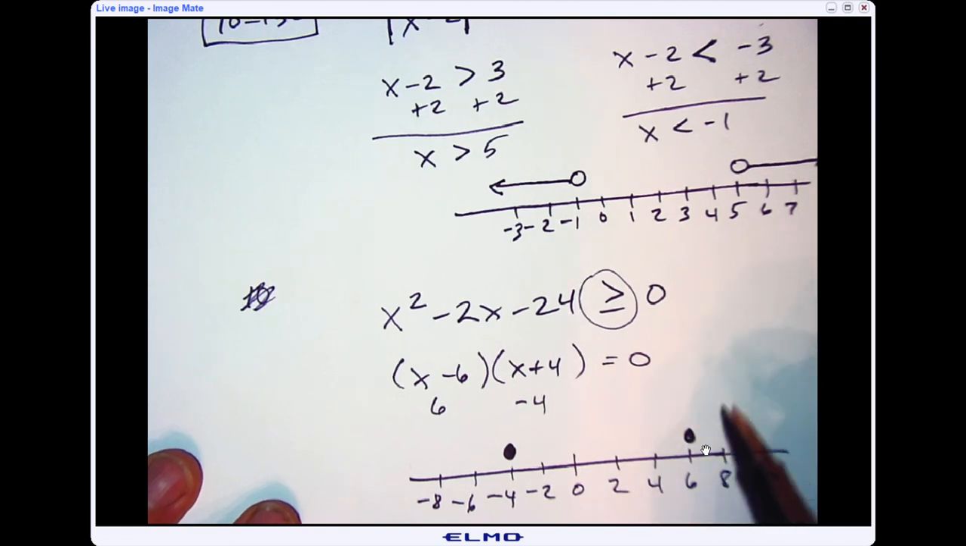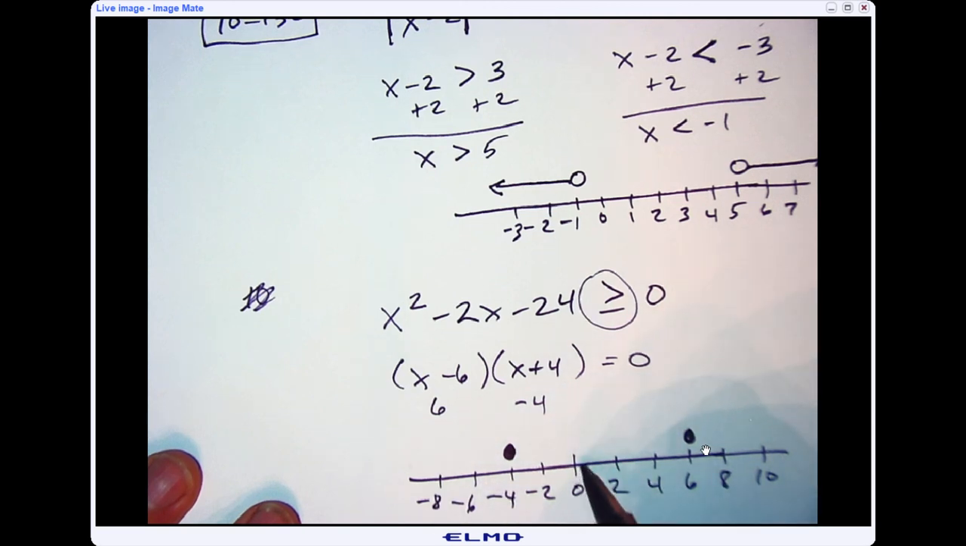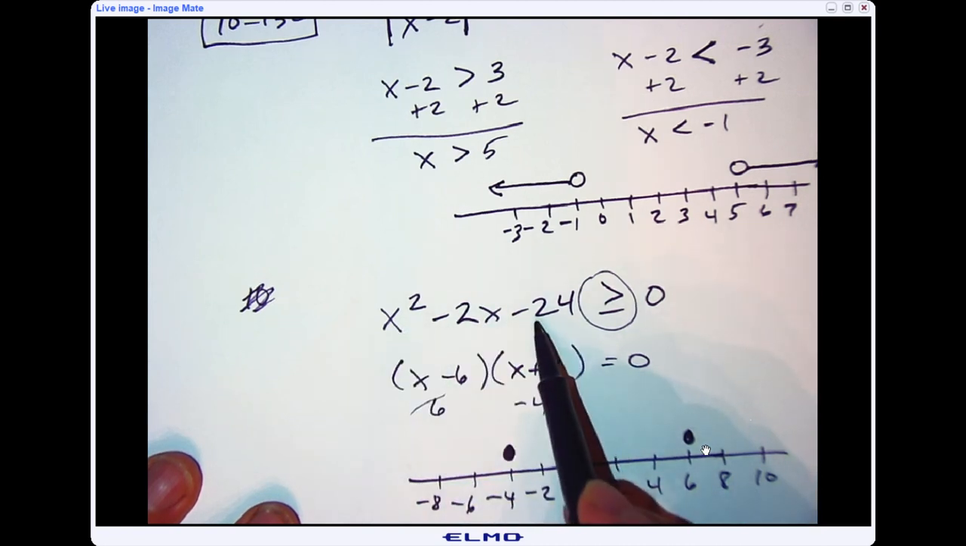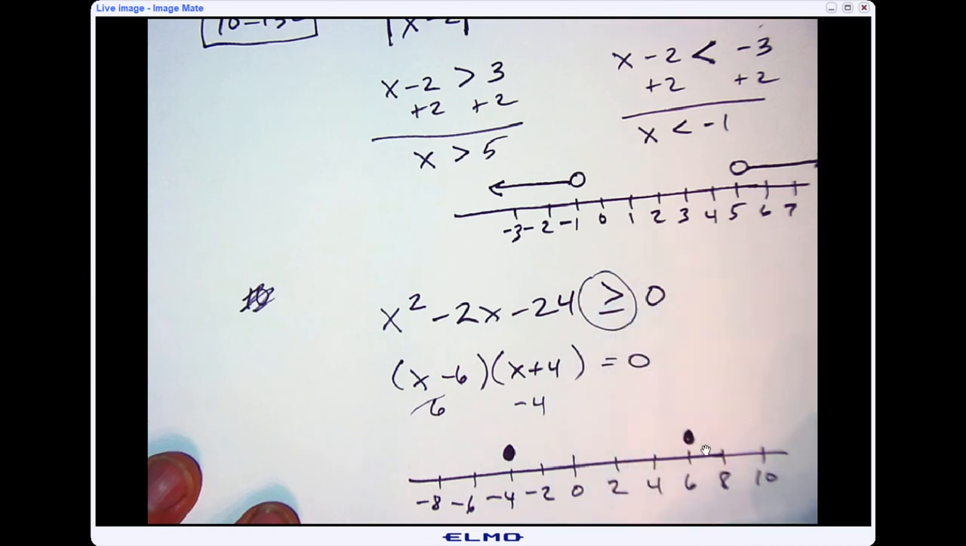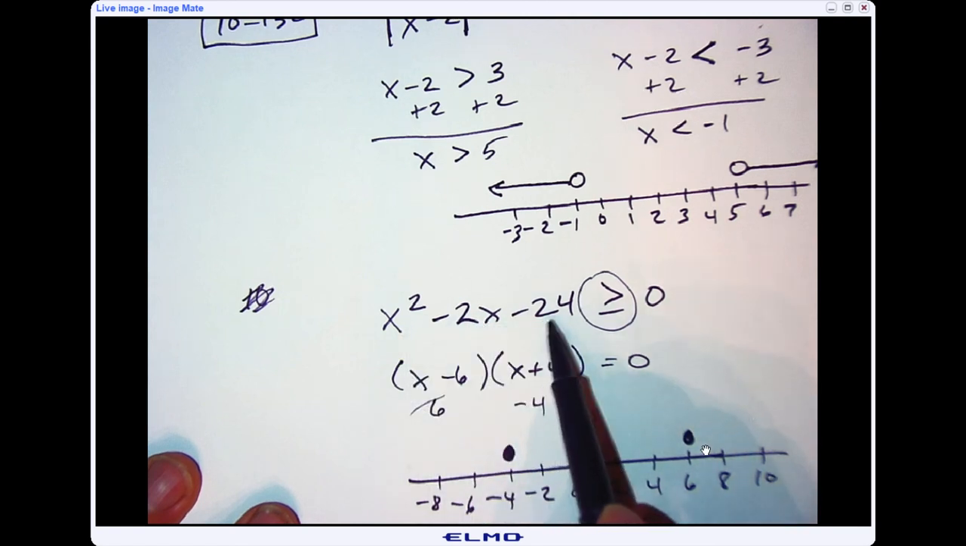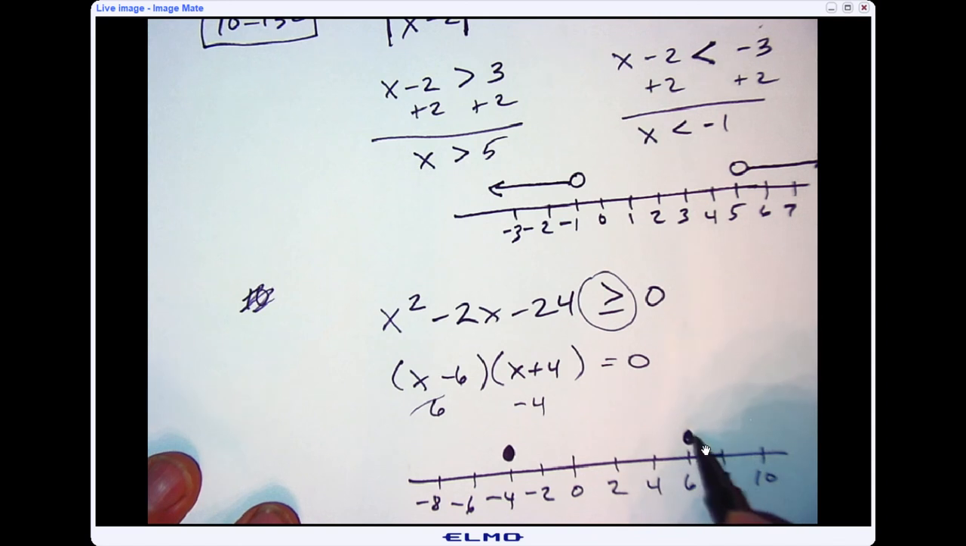Now again, I'm trying to find out which way I should go. I'm going to plug in 0 right now, just because it's easy to plug in for x and makes all my x's go away. So is negative 24 greater than or equal to 0? The answer is no. So if that doesn't work, nothing in between here works. So I'm going to try 10. 10 squared is 100. 2 times 10 is 20. 100 minus 20 is 80. Minus 24 is definitely still bigger than 0. So that's why this would work on this side.